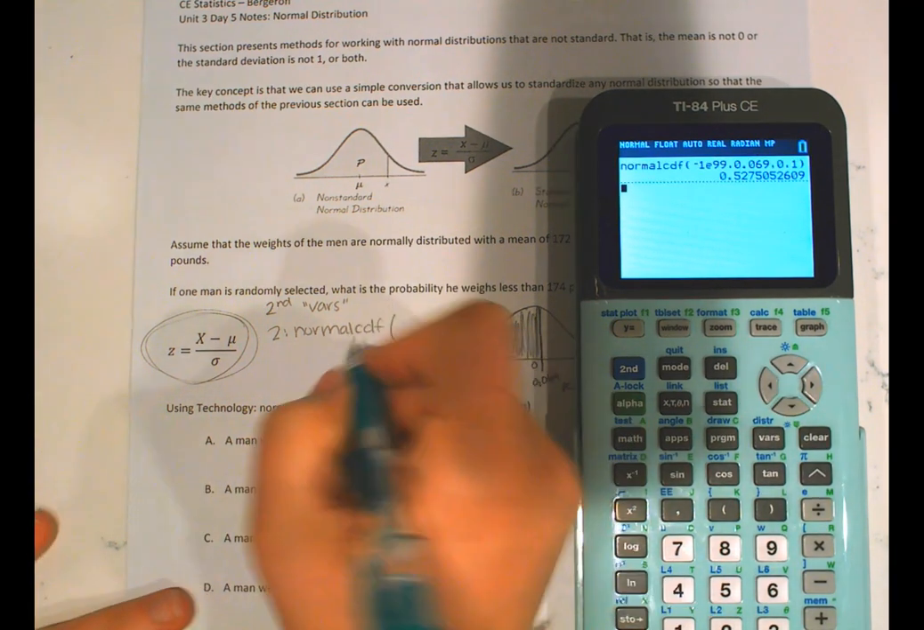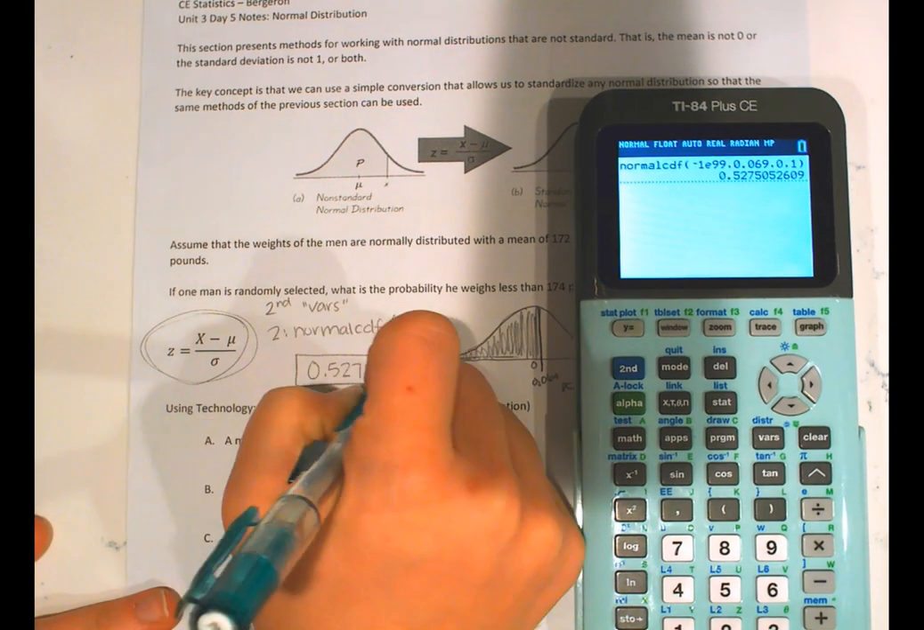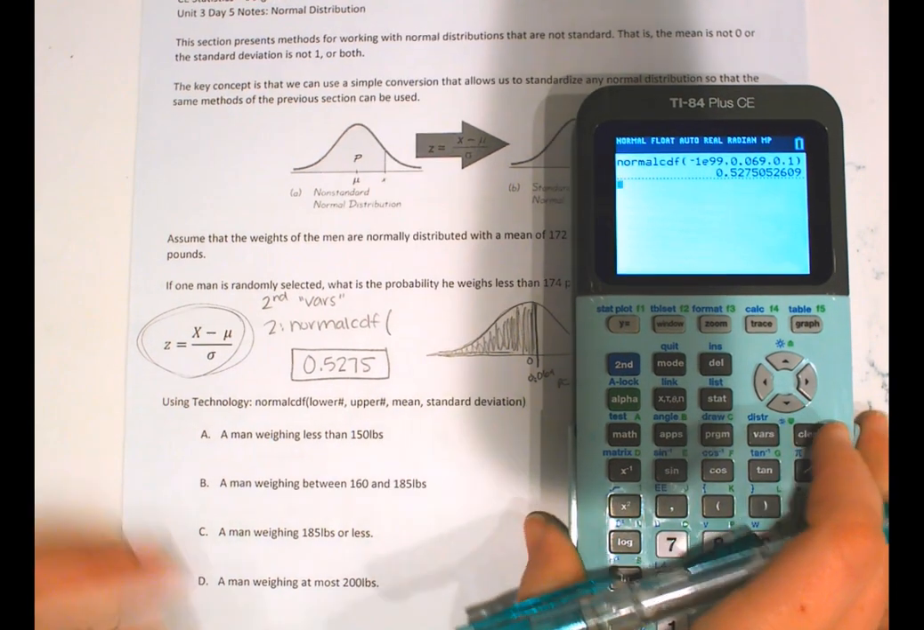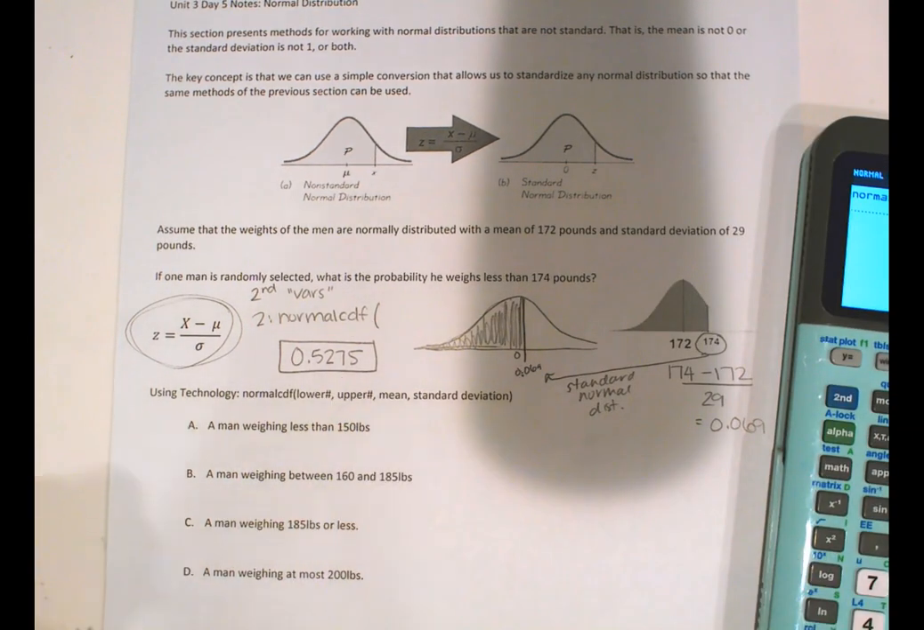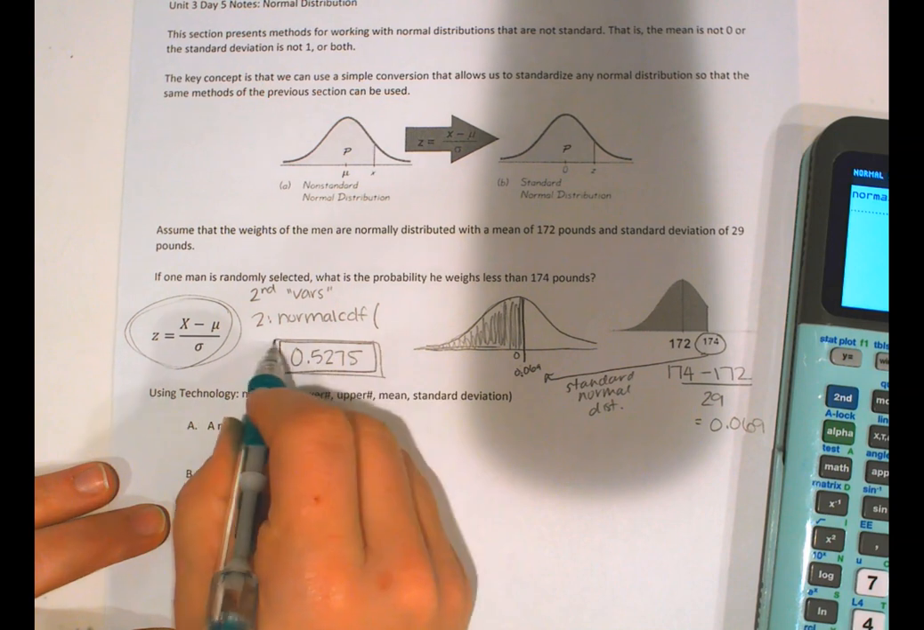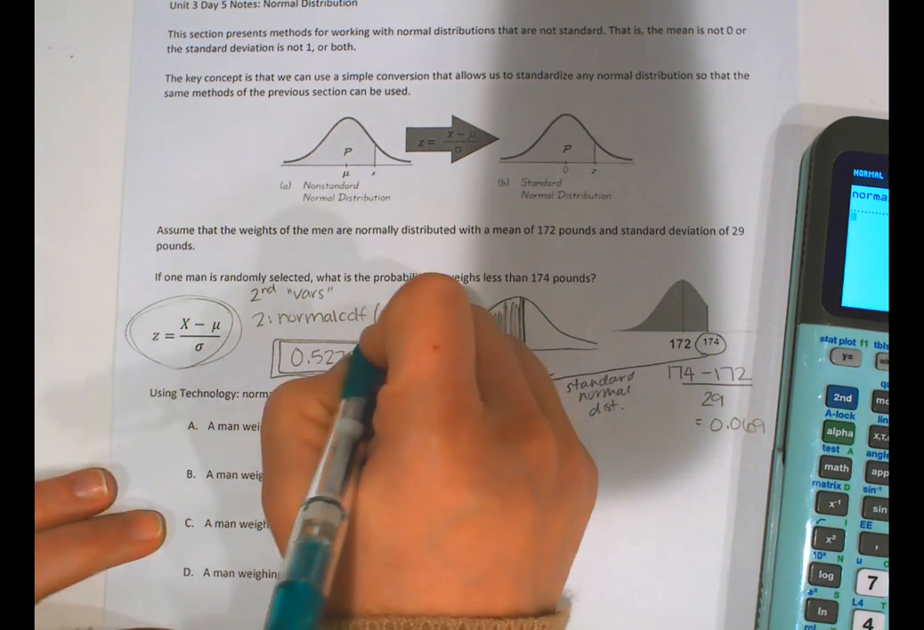So we find that our area is 0.5275. So the probability that a man weighs less than 174 pounds is about 52%. We'll leave it as a decimal, but that would be the percentage, right? Got about a 52% chance that they weigh less than 174 pounds.